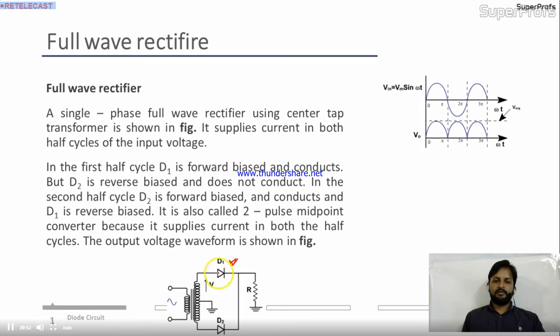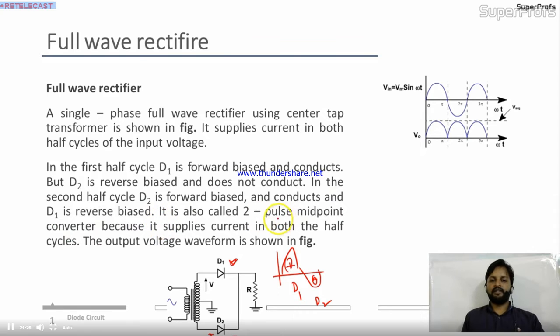So it will work like this: in the positive half cycle, D1 will work. In the negative half cycle, D2 will work. In the negative half cycle, this D2 will be forward biased, so your output will become positive. See, in the first half cycle, D1 is forward biased and conducts, but D2 is reverse biased and does not conduct. In the second half cycle, D2 is forward biased and conducts, and D1 is reverse biased.